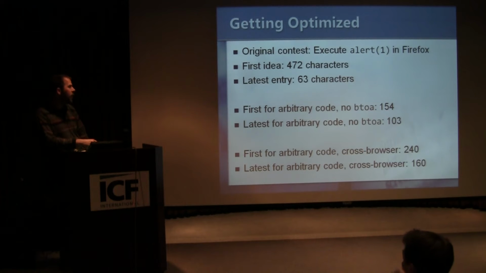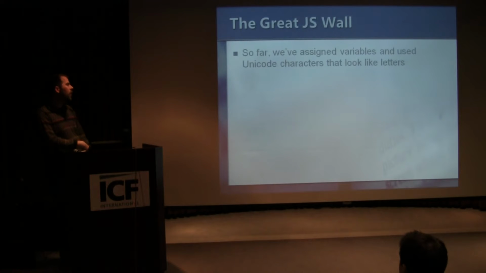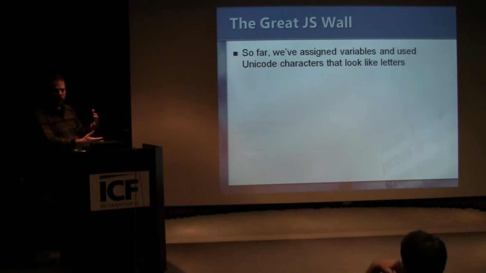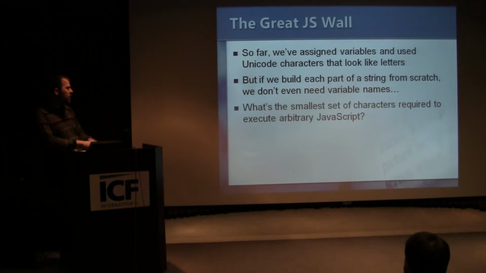There's this thing that the people on the forum have called the great JavaScript wall. One question that came up, in doing all these different contests and seeing what was possible, was that we've been assigning variables using these characters that look like letters. But of course, we can build each string from scratch. We don't have to use the variables, so we don't actually even need all those other characters. So the question came up: what's the smallest set of characters needed to execute arbitrary JavaScript?